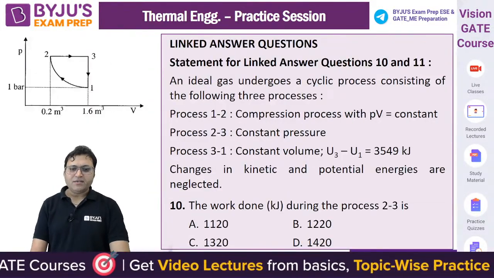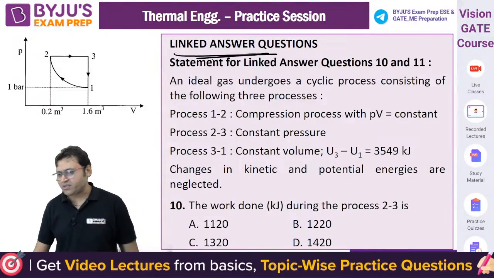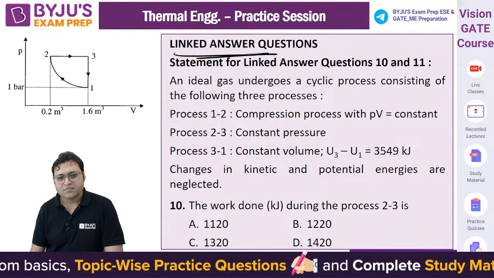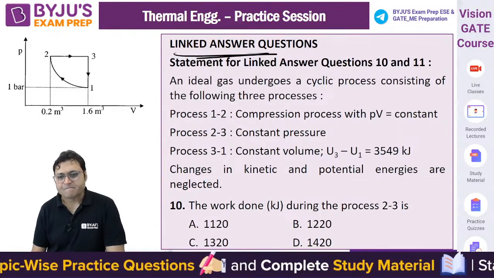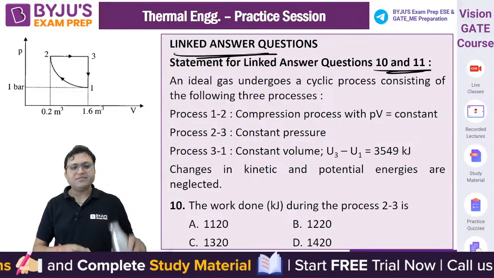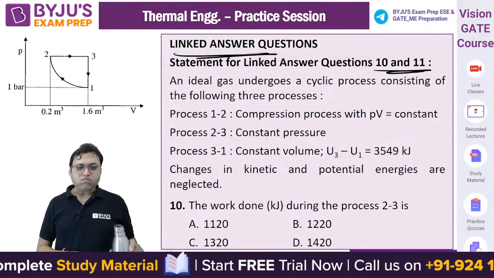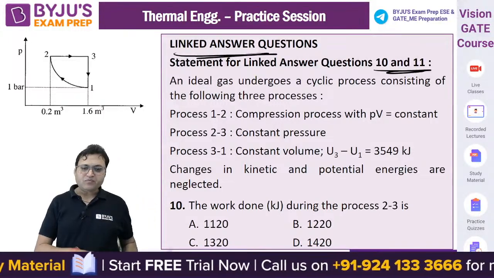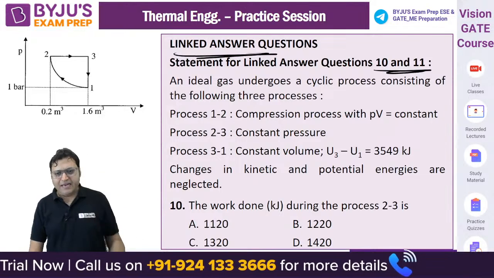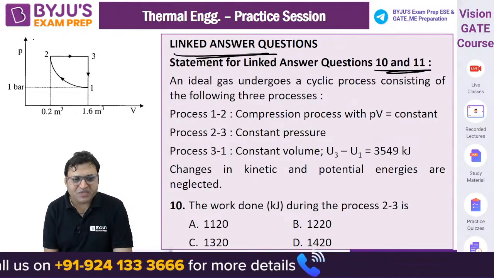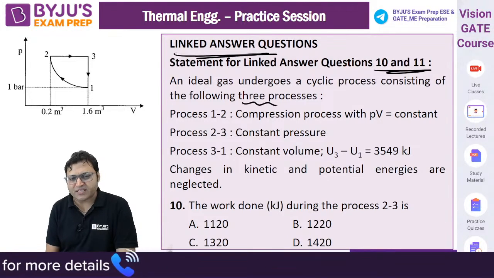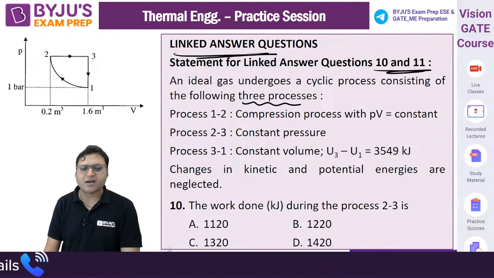One more question. This is linked answer type question. Question 10 and 11. Now try to solve this one, everybody. An ideal gas undergoes a cyclic process. This is given, PV diagram is given for a cyclic process consisting of the following three processes. It is three processes thermodynamic cycle.